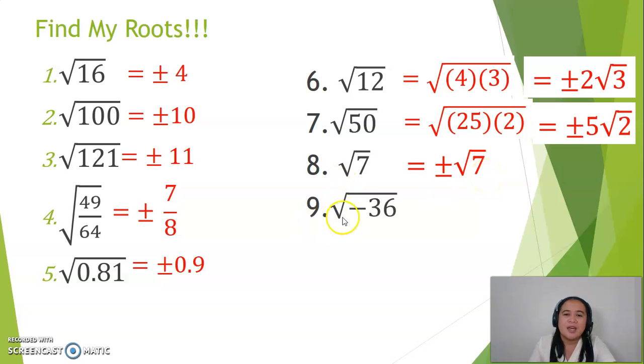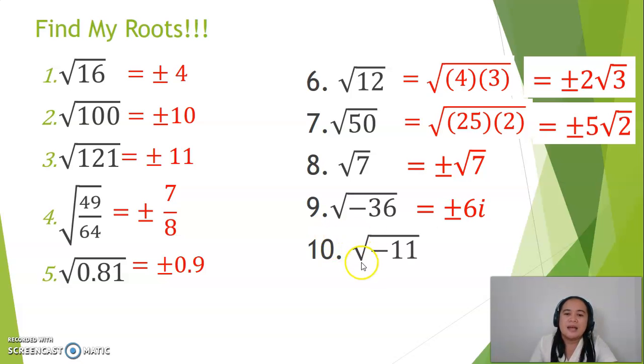Another example, square root of negative 36. Take note, in this case, the radicand is negative 36. And you cannot identify a number when you multiply by itself, the result is negative. So with this, the square root of a negative number, in this case negative 36, is positive and negative 6i. So the i here stands for imaginary.